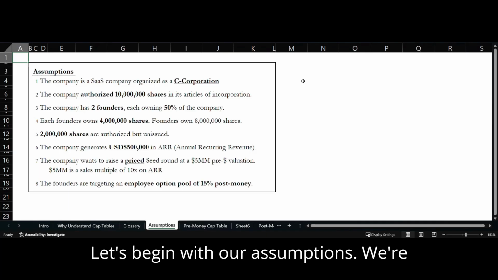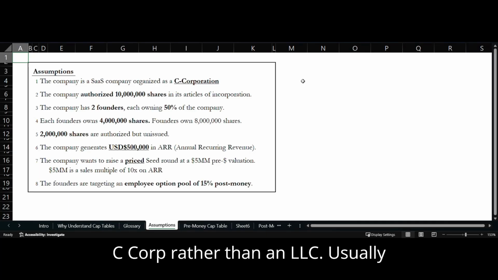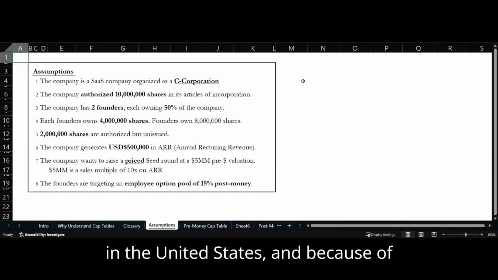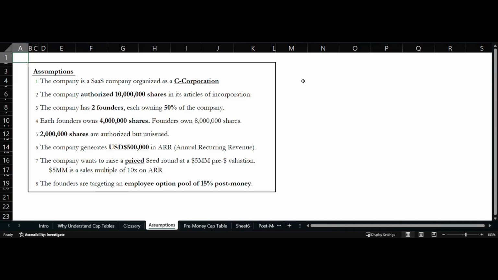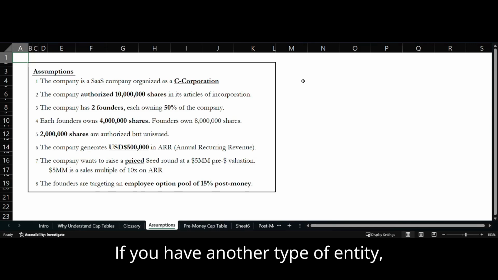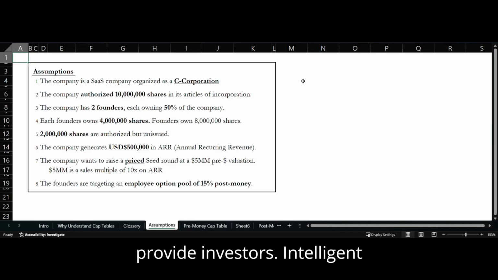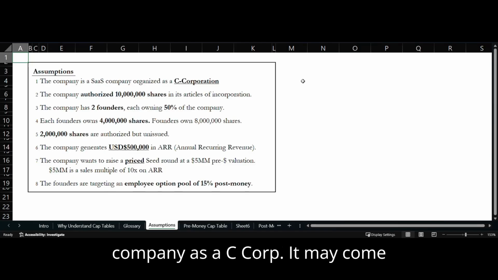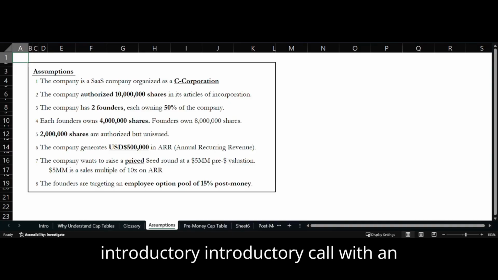So let's begin with our assumptions. We're working with a SaaS company organized as a C Corp rather than an LLC. Usually investors are very familiar with C corporation laws in the United States, and because of that, several investors do prefer that companies are registered as C Corps. If you have another type of entity, I suggest you speak with legal counsel to provide investors intelligent reasons as to why you didn't register the company as a C Corp. It may come up during diligence questions or even the introductory call with an investor.